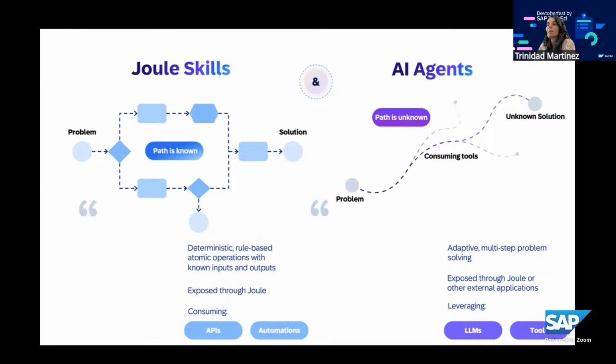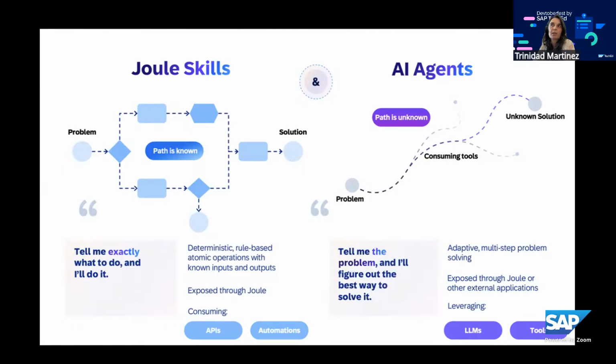In summary, for skills, we say, tell me exactly what to do and I will execute it. While for agents, we just tell the problem and the agent will figure out the best way to solve it.